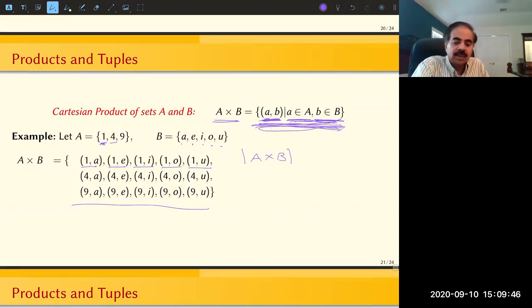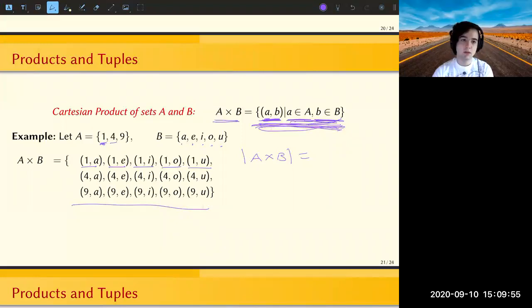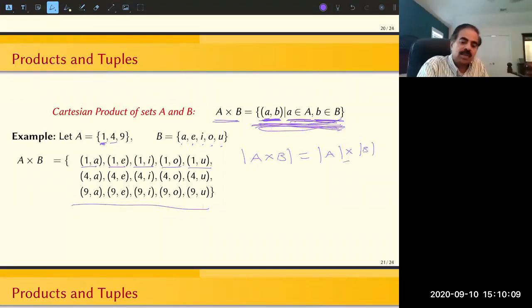Well, in general, can you tell me A cross B in terms of the sizes of A and B? The size of A cross B would be the size of A times the size of B. Right, so of course this is integer multiplication, but this is set product. So we are using the same symbol to mean different things, but hopefully we understand the context.